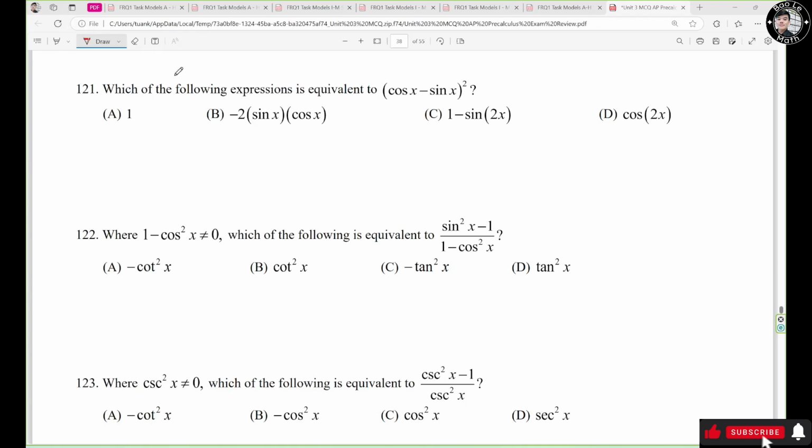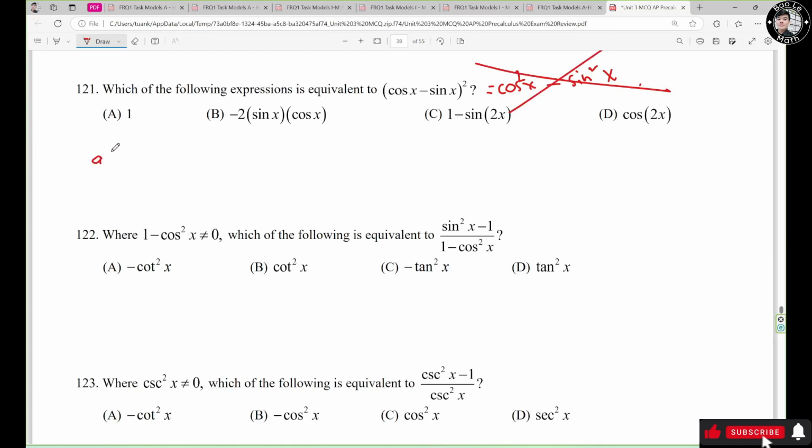Question 121. Which of the following expressions is equivalent to (cosine s minus sine s) squared? I just want to point out the common mistakes students always make. They're going to do it like this: cosine squared of s minus sine squared of s. This one is completely wrong. You don't have that formula.